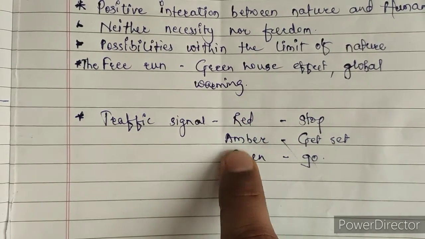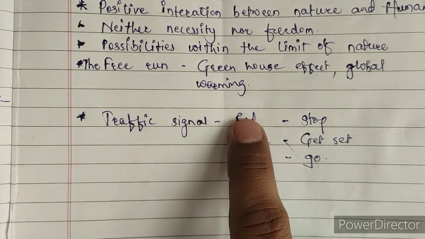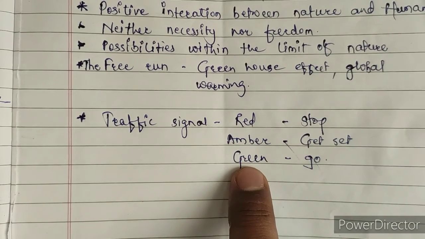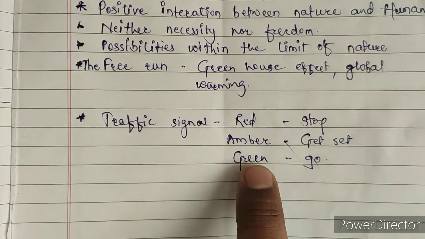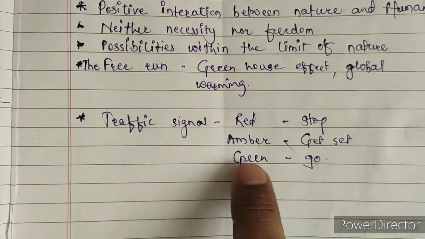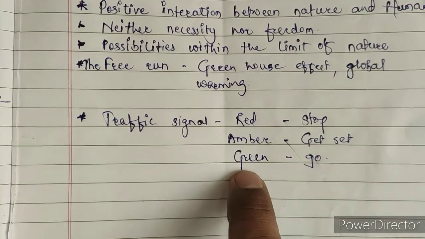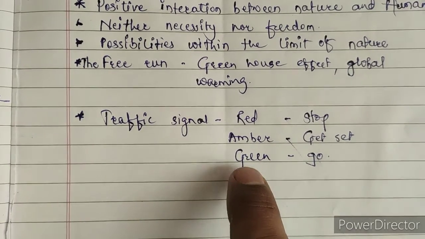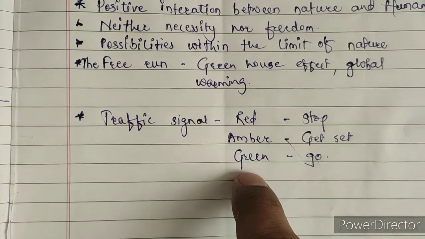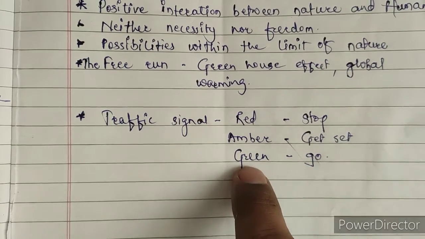Why is this concept required? If nature is strong and we are not following the rules of nature, then we have to face problems here. No doubt we have created possible conditions, but in those possible conditions we have created a free run also. In that free run, we are facing problems of greenhouse effect, global warming, as well as ozone layer depletion, degradation of land, and receding of glaciers. These problems we are facing.